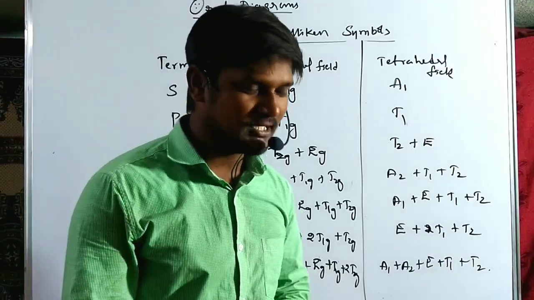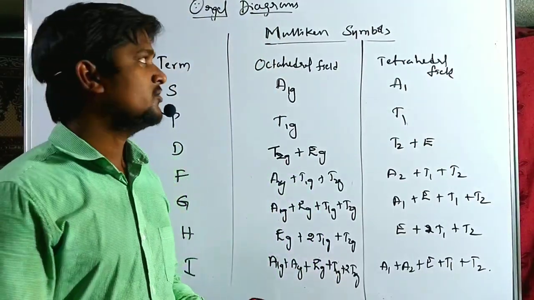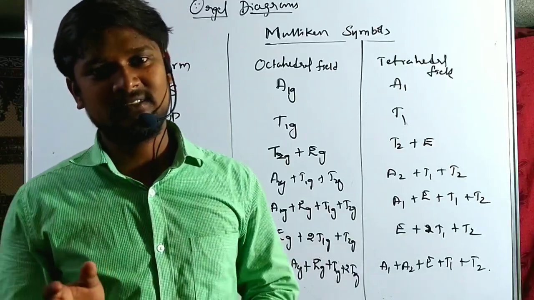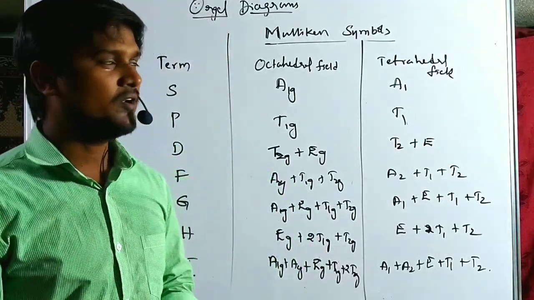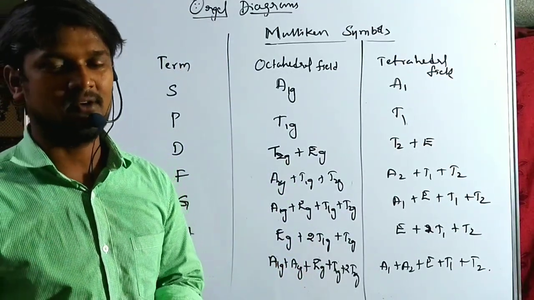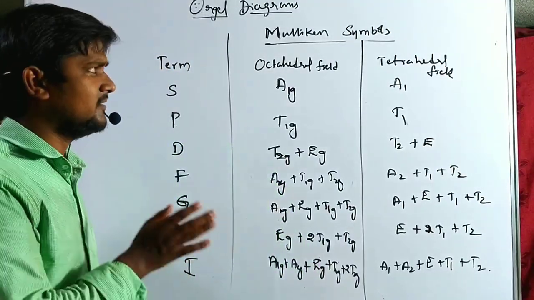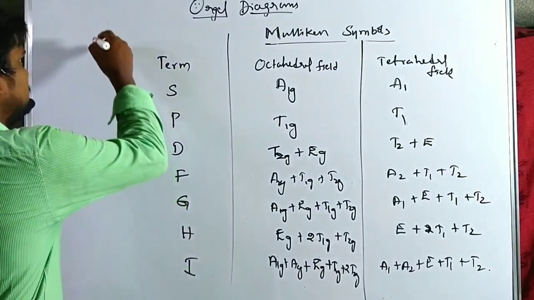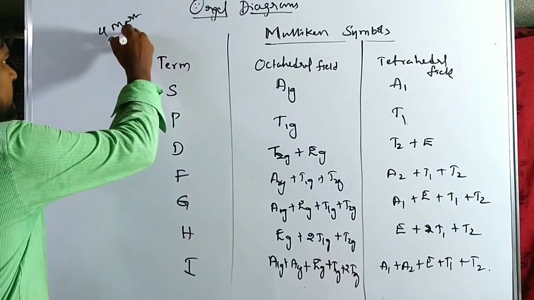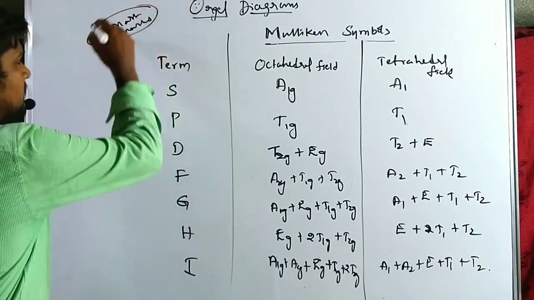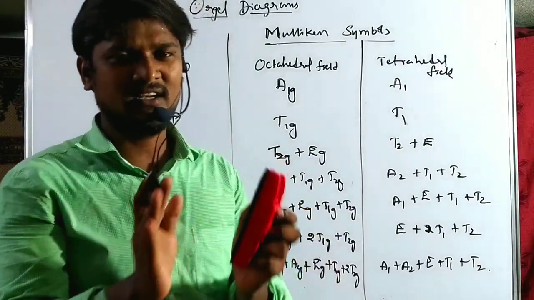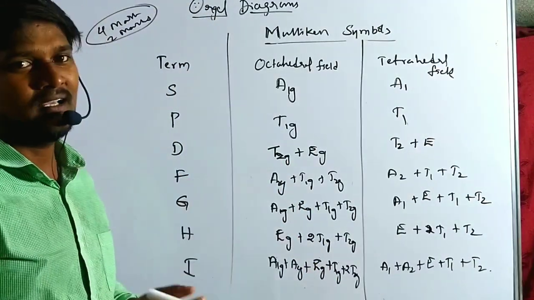Now we are discussing Orgel diagrams. Orgel diagrams are a very useful topic for the CSIR and GATE examinations, and nowadays they are given in the JAM exam also. This is a pretty easy topic. You can easily get the 4-mark question from CSIR and 2 marks from GATE. If a question comes from Orgel diagrams, you will definitely get those marks after watching this video.